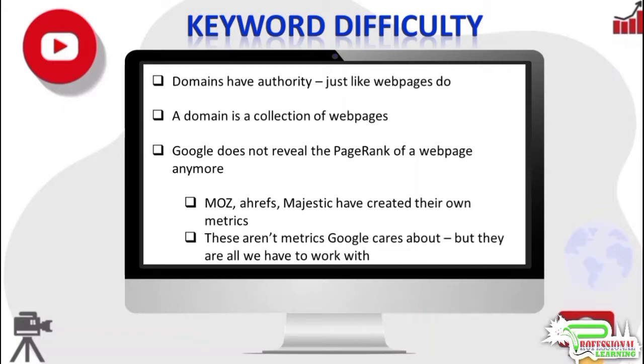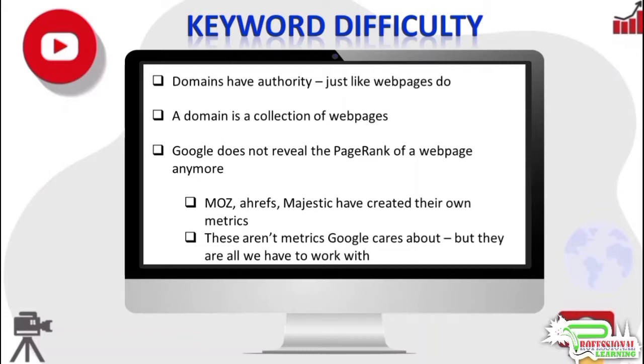These are metrics that are created by other companies and they may or may not be close to Google's own metrics for web pages and websites. These companies have essentially simulated Google's PageRank algorithm and come up with these estimates. The authority of a web page depends primarily on the number of other web pages that link to it.